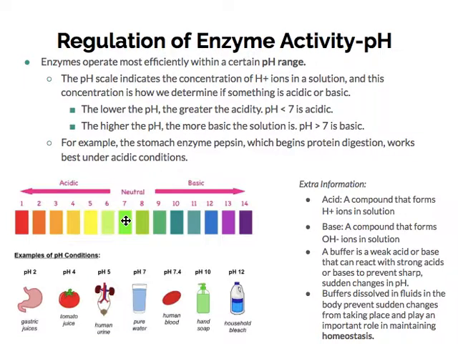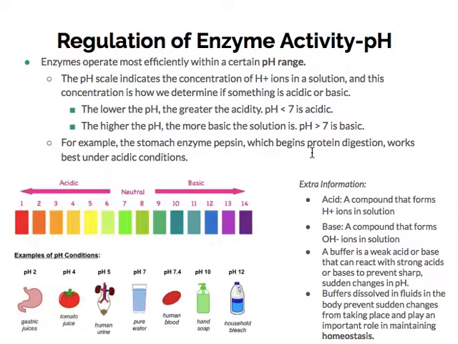So for example, the stomach enzyme pepsin, which begins protein digestion, works best under acidic conditions, because if we go down here to where we find gastric juices have a pH of about 2. Okay, those enzymes are adapted to function best in this acidic environment. So imagine if that pH, for example, in your stomach went all the way up to like pH of 11. First off, that'd be very bad and you probably would not survive. But second, that enzyme would no longer function, okay, because it functions best within this low pH range.